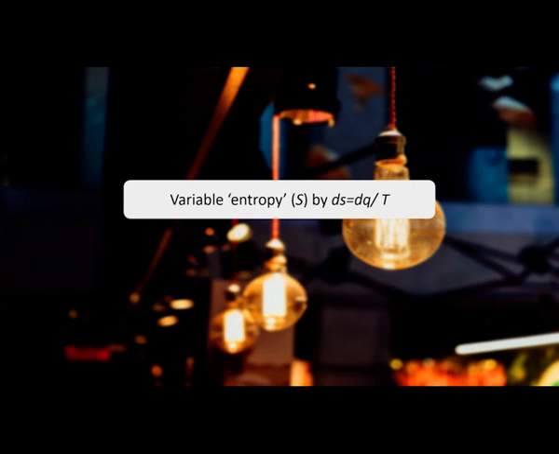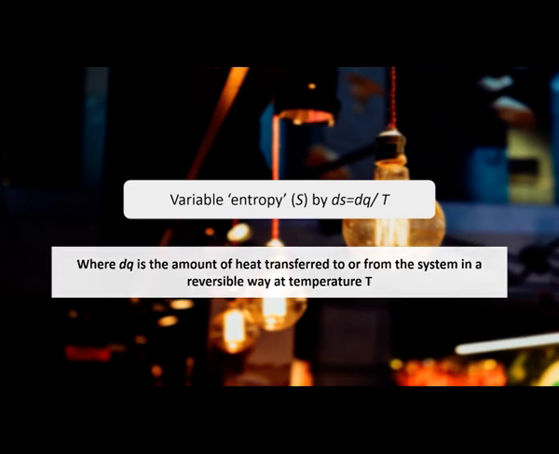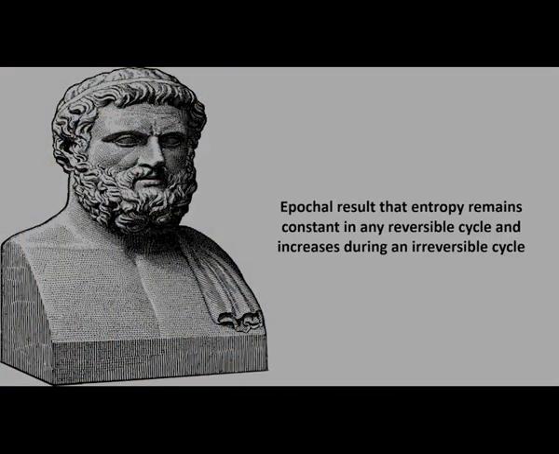Clausius defined a variable entropy S by dS equal to dQ by T, where dQ is the amount of heat transferred to or from the system in a reversible way at temperature T. And if you look into the word entropy, it is based on the Greek word meaning transformation. So Clausius proved the epochal result that entropy remains constant in any reversible cycle and increases during an irreversible cycle, right? So thermodynamic entropy is a measure of the ability or inability of a system's energy to perform work.